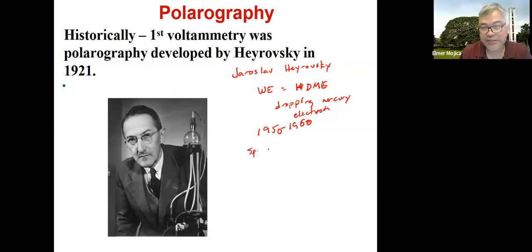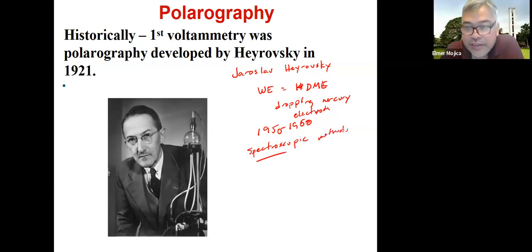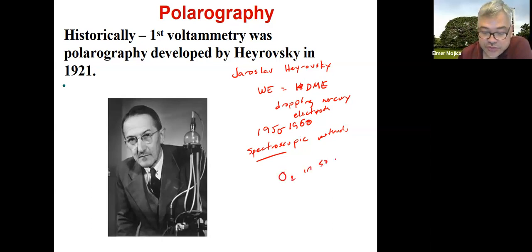It was not yet the other analytical or electroanalytical methods, just the spectroscopic methods. And polarography became less important as time went by, except for certain applications where only polarography is useful, and this is the determination of oxygen in solutions.